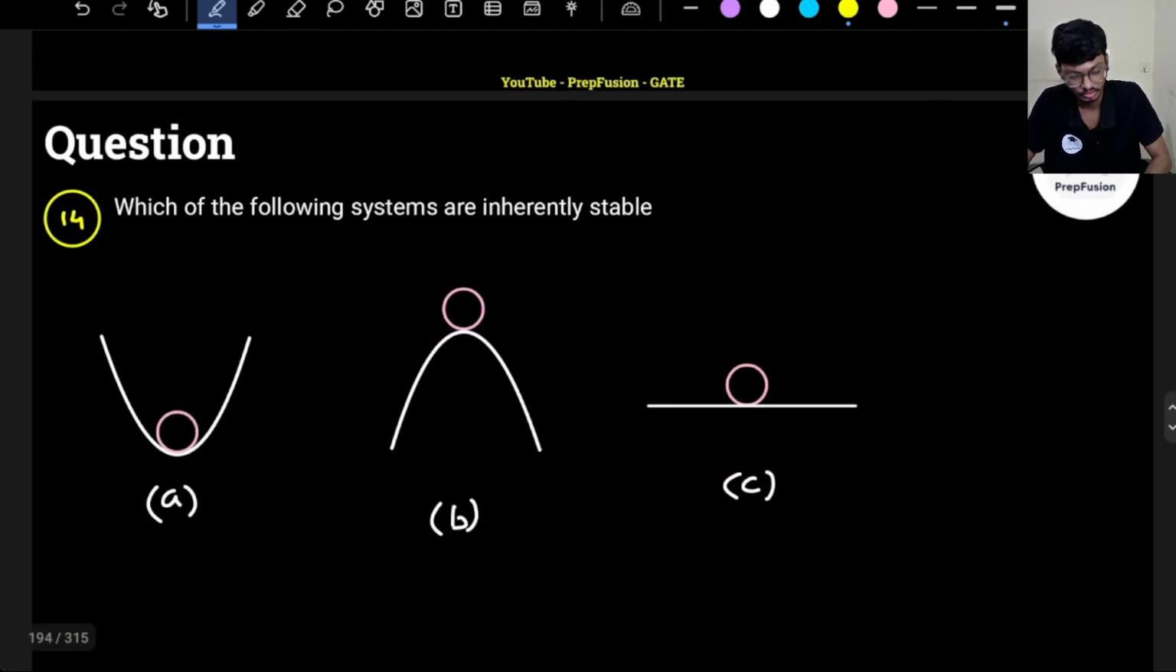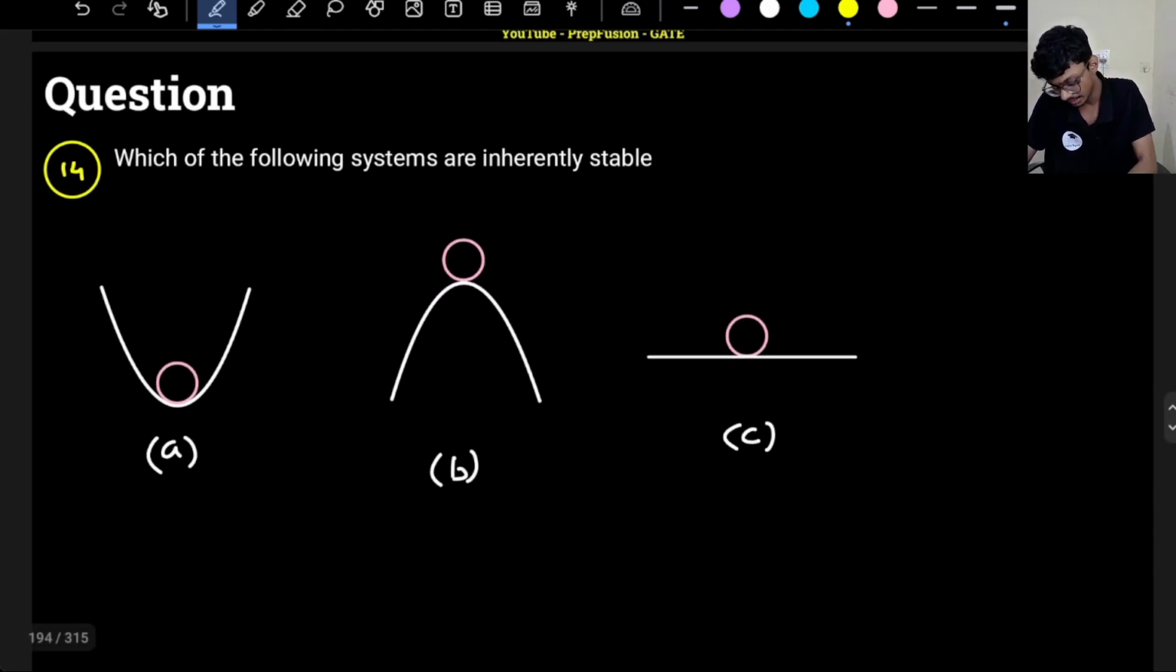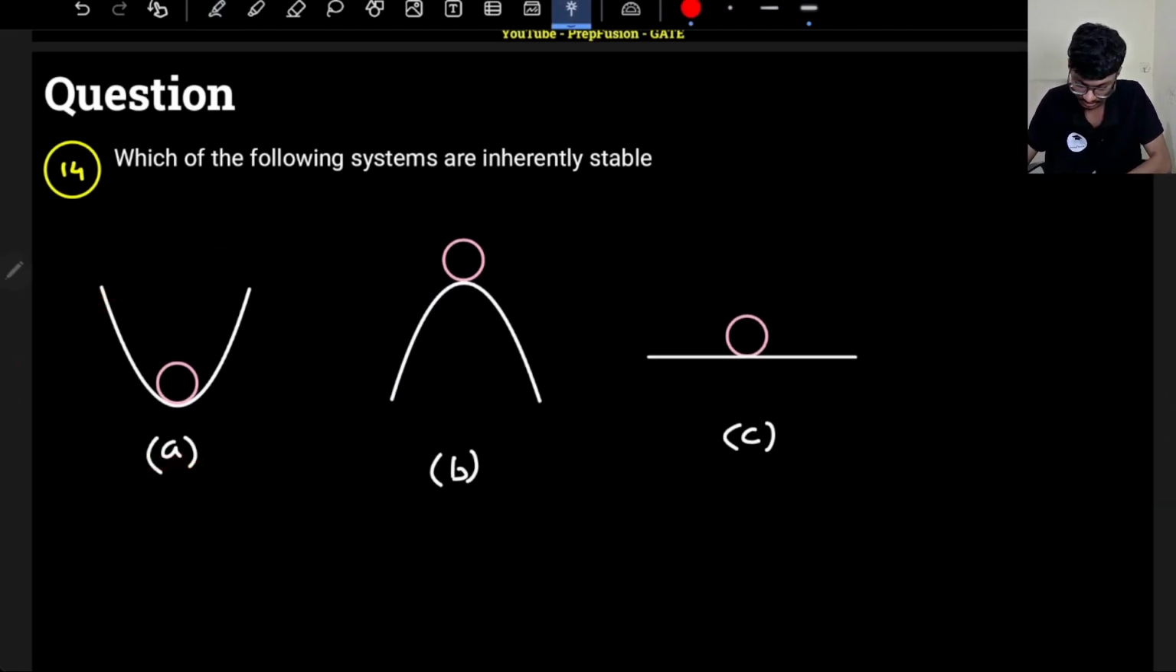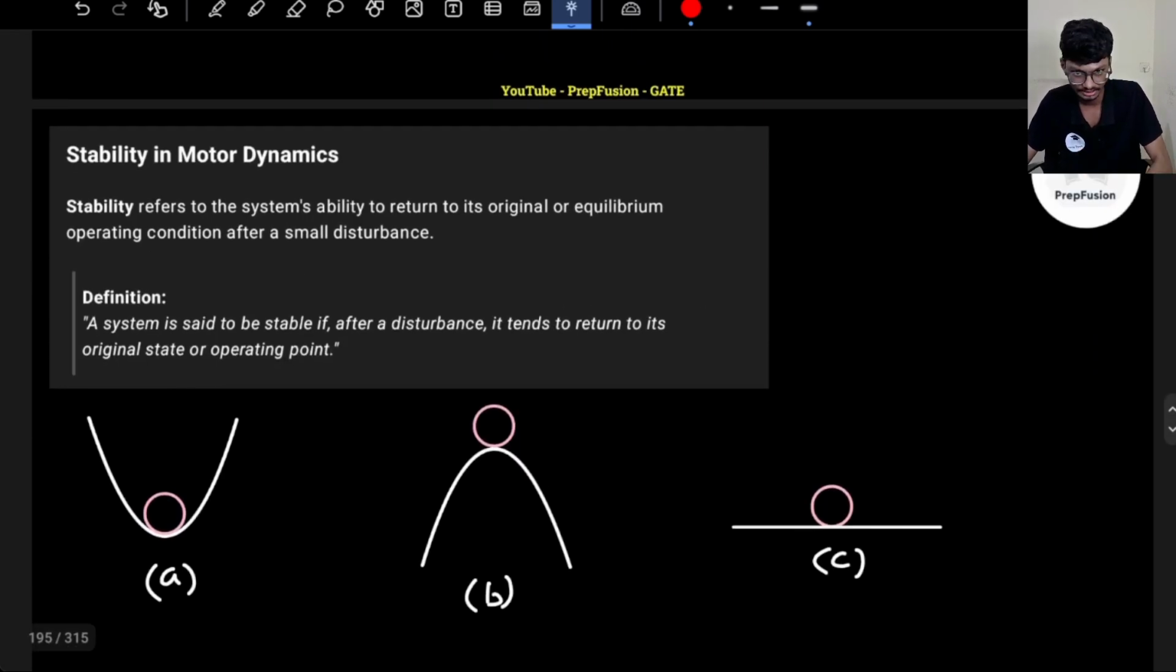Now I want to discuss stability. Real quick, I want to discuss stability, right? So I'm giving you options. These 3 are the options. Out of these 3 systems, can you identify which systems are stable, which are inherently stable? Slowly we will see what stability means. Stability refers to the system's ability to return to its original or equilibrium operating condition after a small disturbance has been applied.